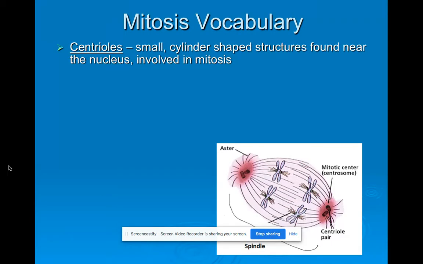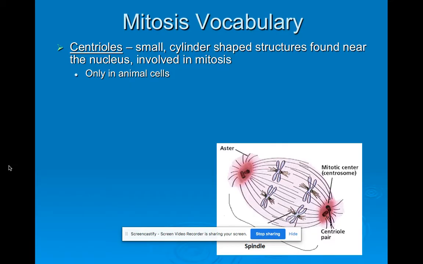All right, number 1, centrioles. Remember that from way back earlier in the year. Those are the 2 cylindrical barrel-shaped structures found near the nucleus involved in mitosis. Centrioles are contained within a region called the mitotic center, or the centrosome region. All right, so the centrioles and the centrosome, and I'm going to add that to the notes right here. So when they go up online, you'll see centrosome in there.